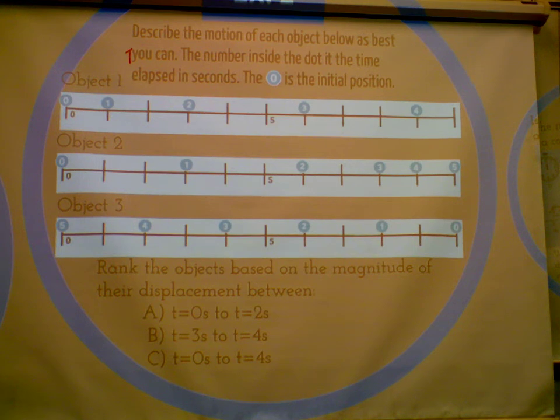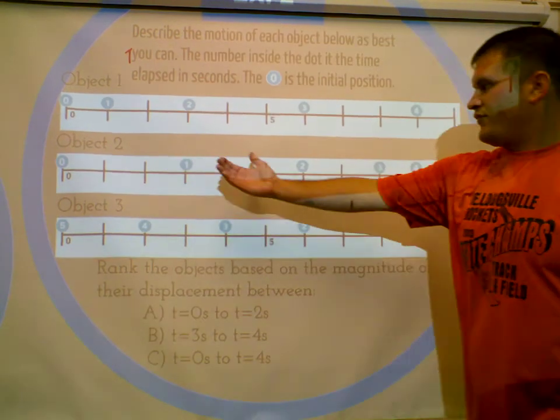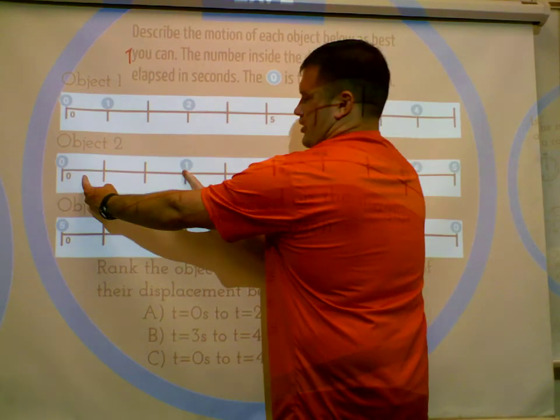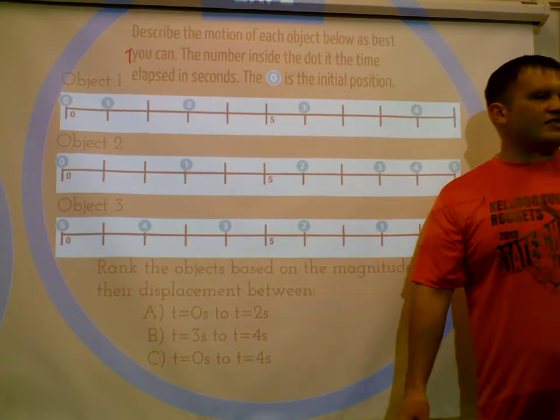Object 2. You want to take a crack at this one? I think I can get it. What is it, Kyle? Positive or negative direction? It's going positive. Perfect. What else? It was going fast and then it slowed down. How do you know it slows down? Because they're getting closer to each other. Where does the closeness happen? After 2. Good. So from 0 to 1, from 1 to 2, what do you know about speed? It's the same. Constant.